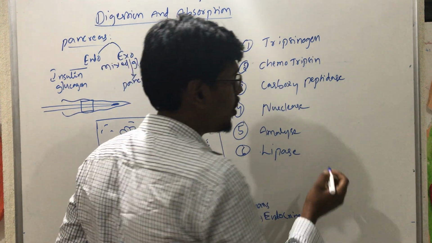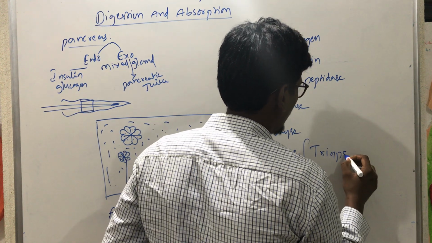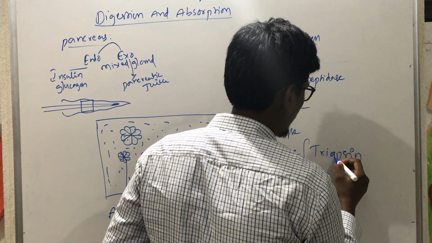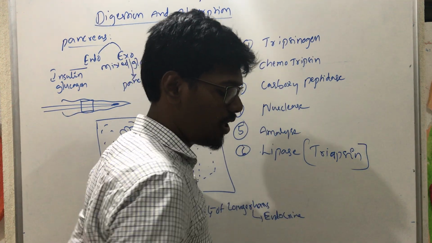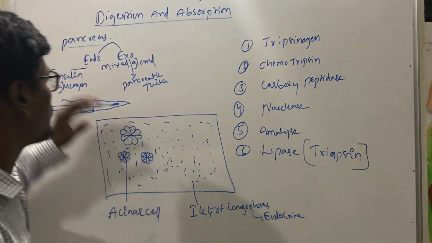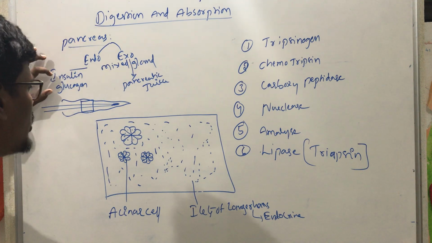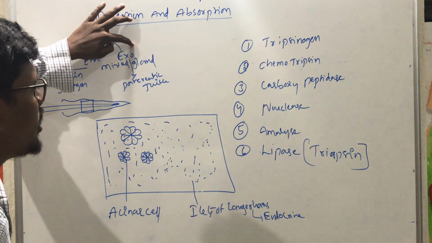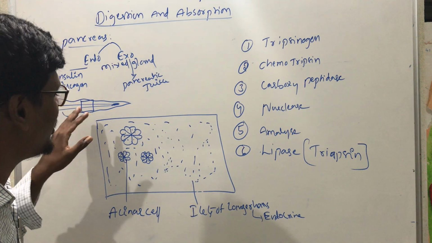Lipase is also called steapsin. Another name is steapsin. Okay, the pancreas acts as both endocrine and exocrine. The endocrine part releases insulin and glucagon. The exocrine part releases pancreatic juice. We will see the transverse section of the pancreas.